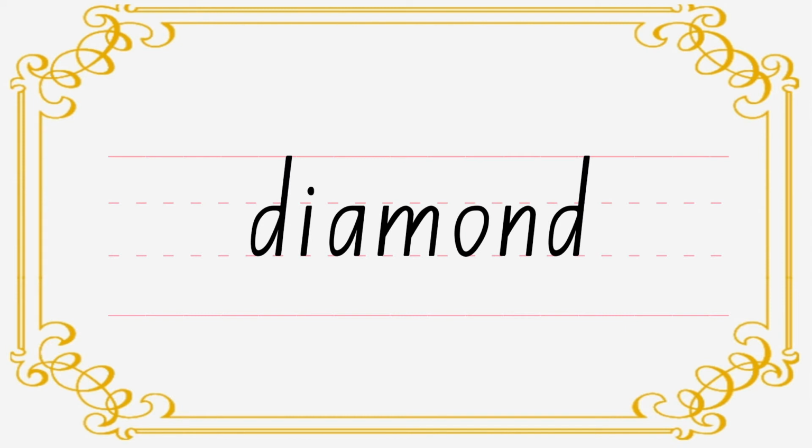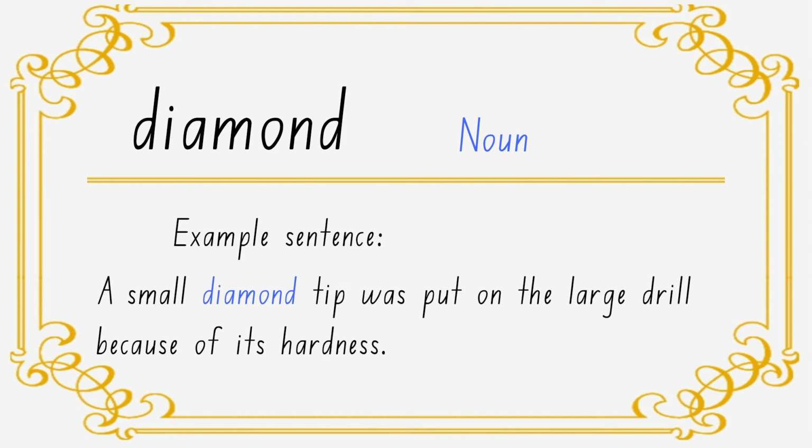The next word is diamond. Diamond is a noun, and it's a precious stone made of pure carbon. Now, diamond is clear and colorless, and is the hardest naturally occurring substance. Because it's so hard, they actually use diamond in tools. This is also why diamond is, or was, the best material to use in Minecraft.